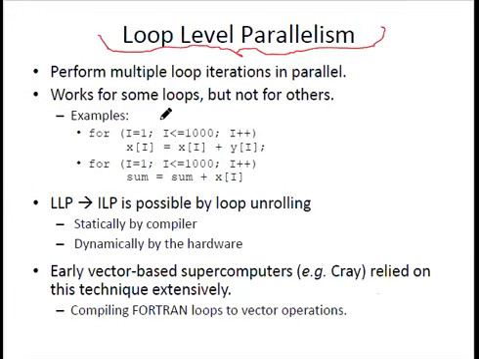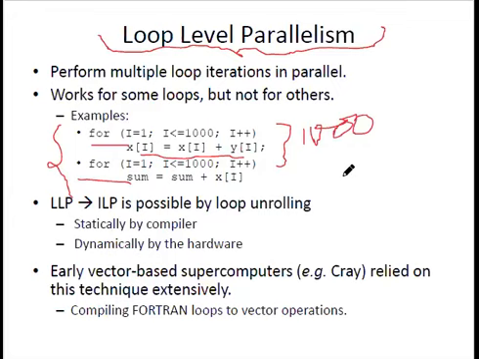As we can see, the example is a for loop, where i equals 1, i less than 1000, so this iteration has to be carried out 1000 times. This will be repeated 1000 times and the value of i will be updated each time. You are all familiar with how a loop is carried out. So loop level parallelism is carried out in loops. ILP is possible by loop unrolling. How is ILP implemented?